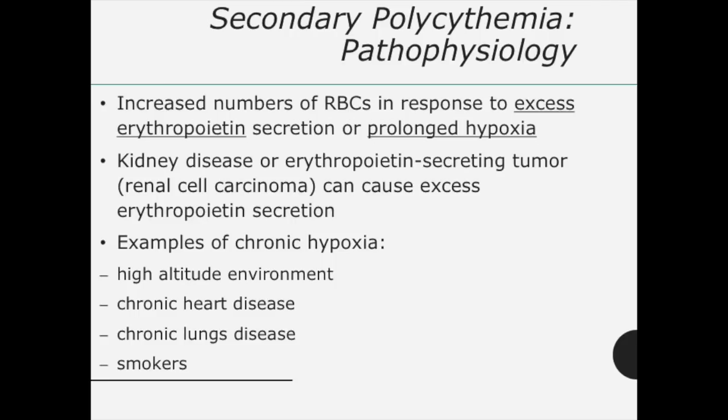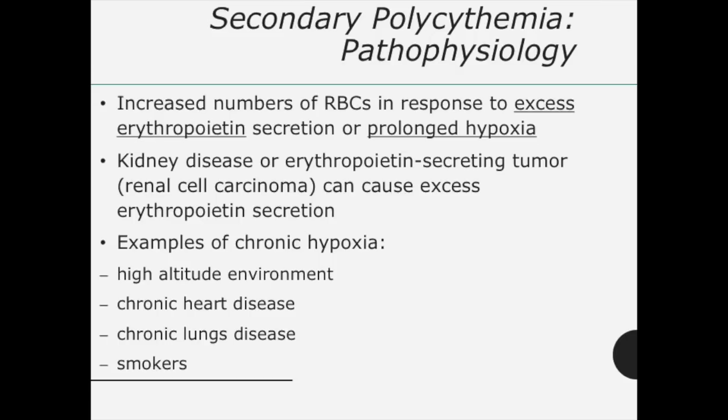So, with kidney disease, or with an erythropoietin secreting tumor, so renal cell carcinoma, then we could get an excess of that secretion of erythropoietin, which would increase the number of our red blood cells.